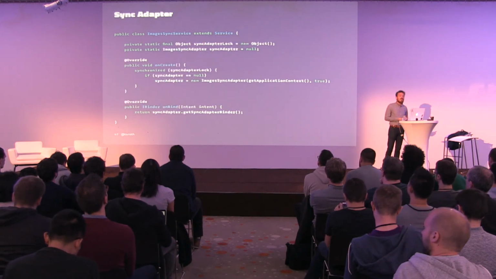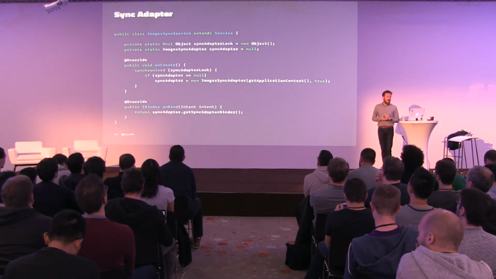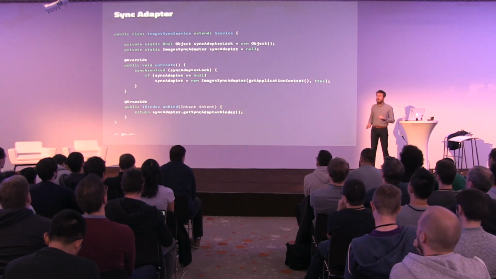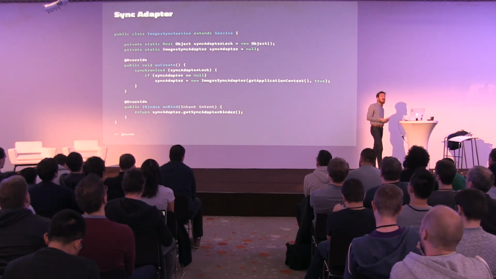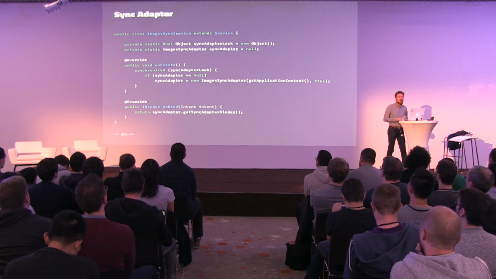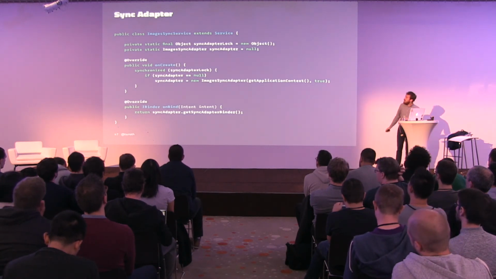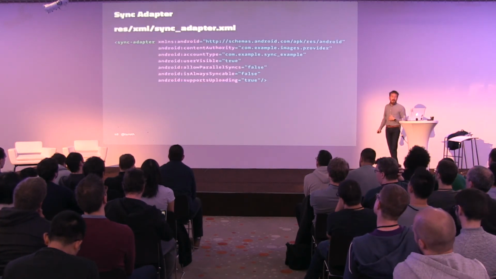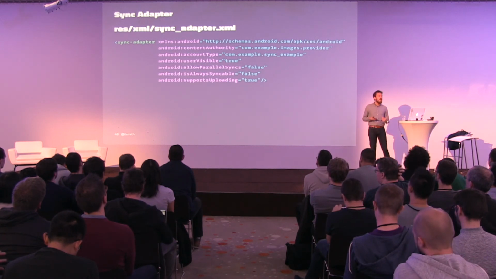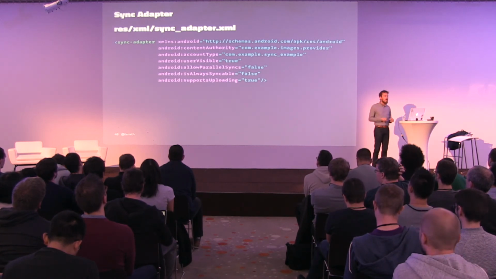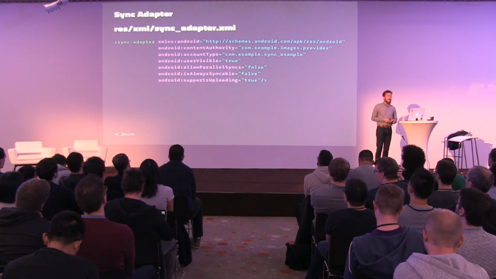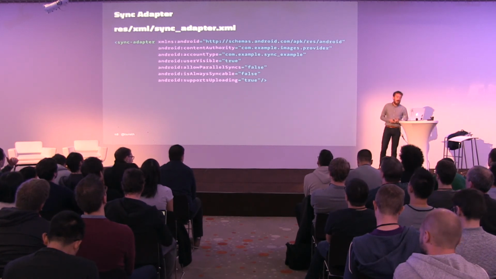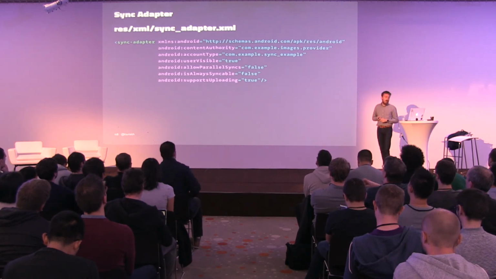And we would also need to create a service for the sync adapter to bind to. This runs in the same process as the main application, and it gives our sync adapter access to the resources and the account information. And after creating those Java classes, we would need to create a metadata file where we would describe the sync adapter in XML and put this in the res/xml folder.